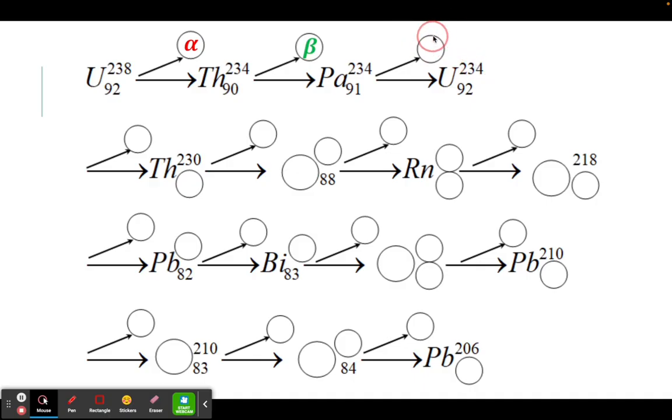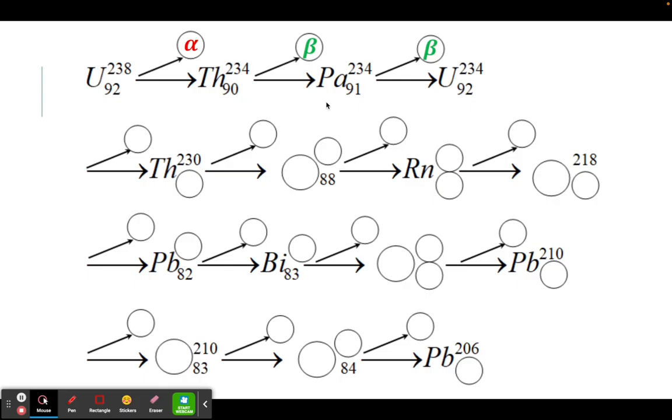So these two particles here have to add up to this particle. 234 plus 0 gives us 234. And here we have 92 and this is 91. So 92 plus what gives us 91? Well, that's -1 again. So we got another beta particle being released. So here we have 2 beta decays in a row. So we have an alpha decay, beta decay, beta decay.